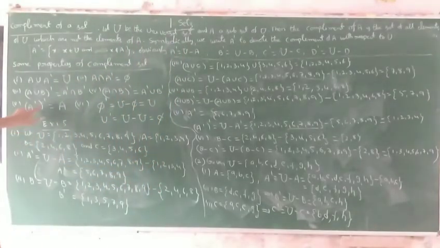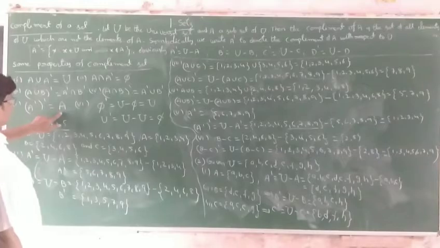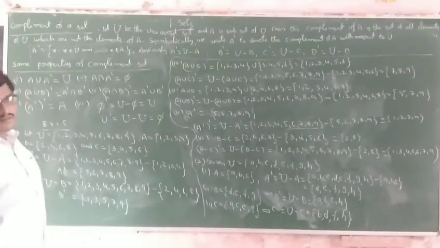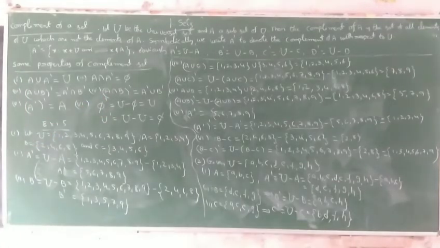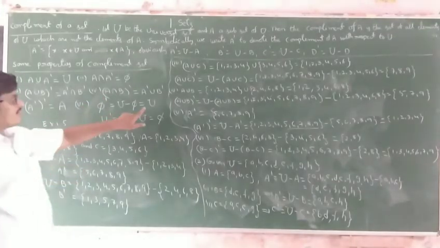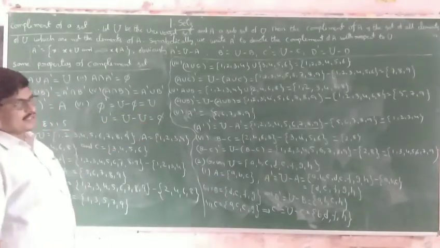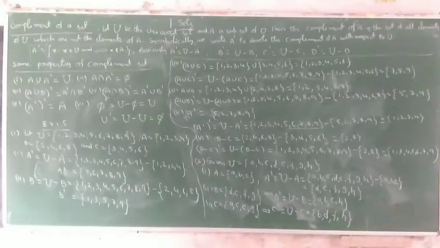Next, A complement whole complement is equal to A. Next, the empty set complement is equal to universal, and the universal complement is equal to empty.